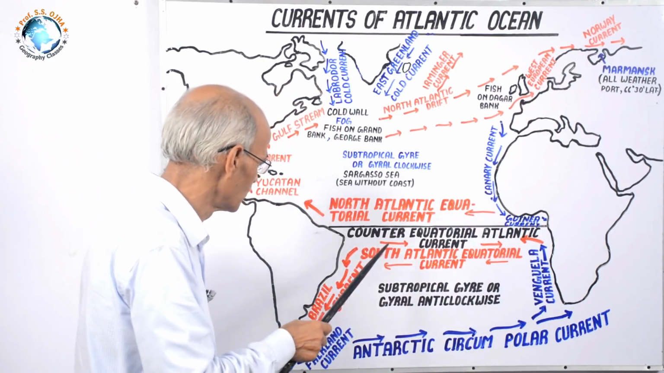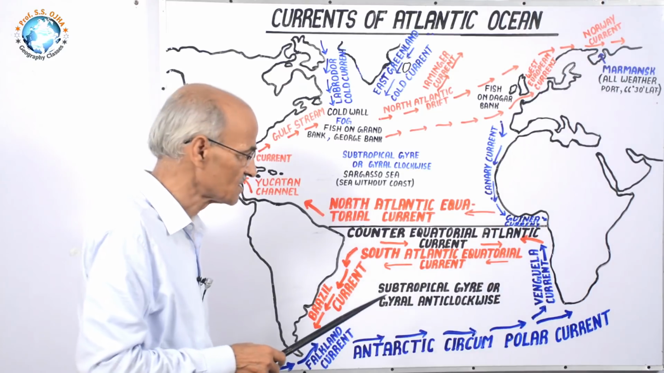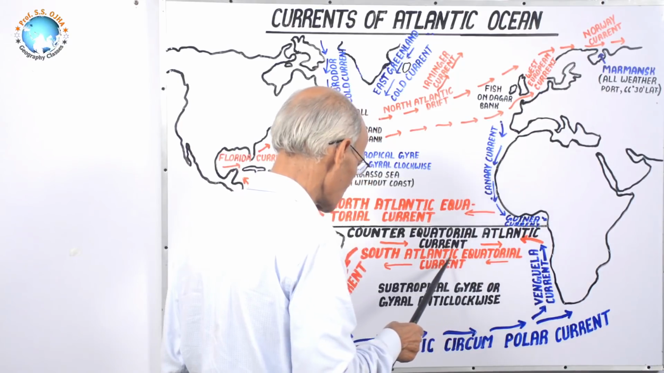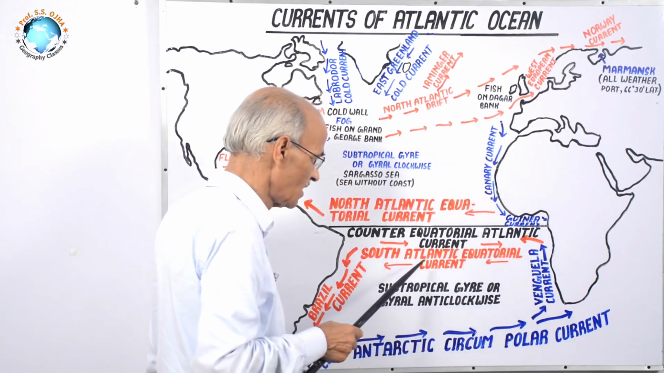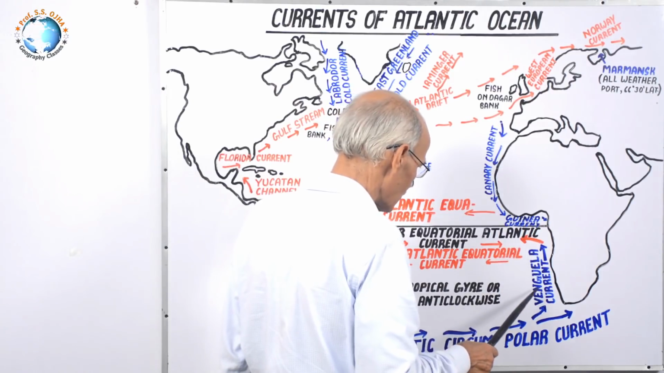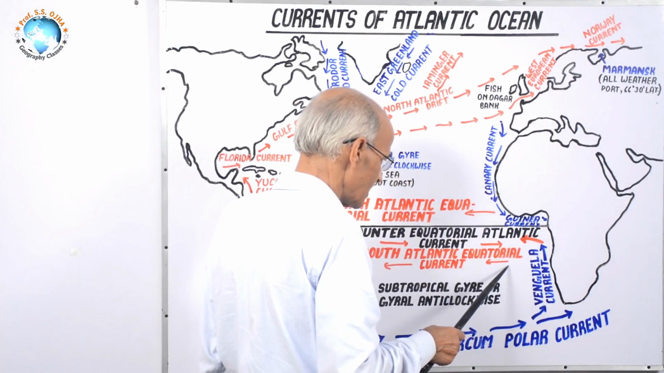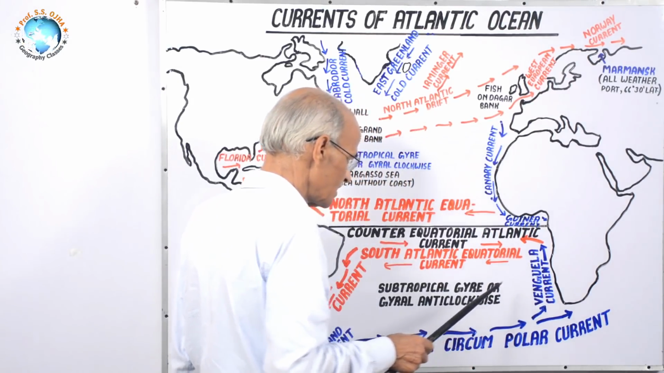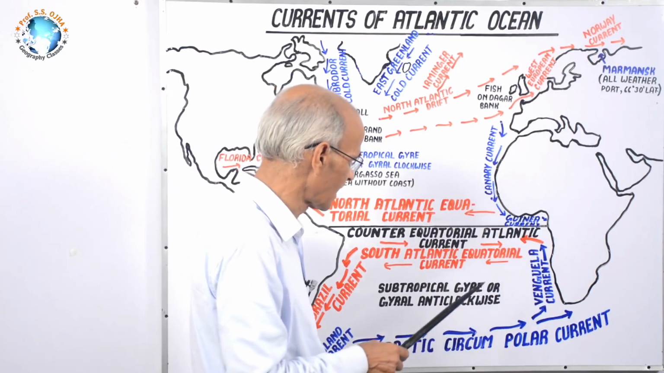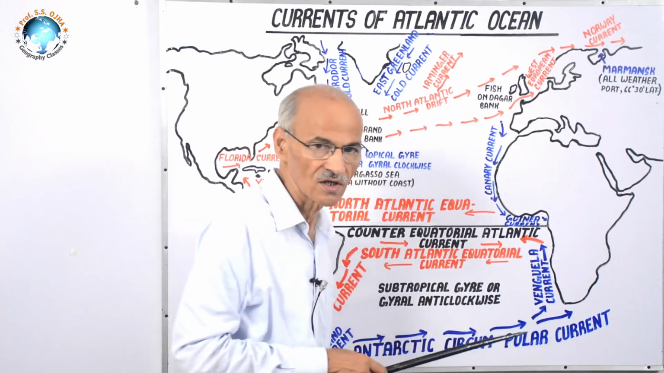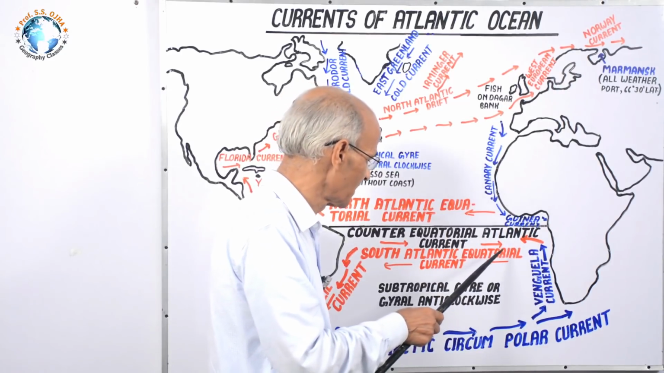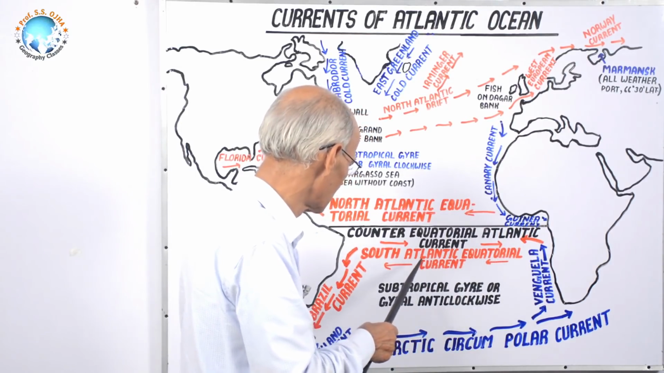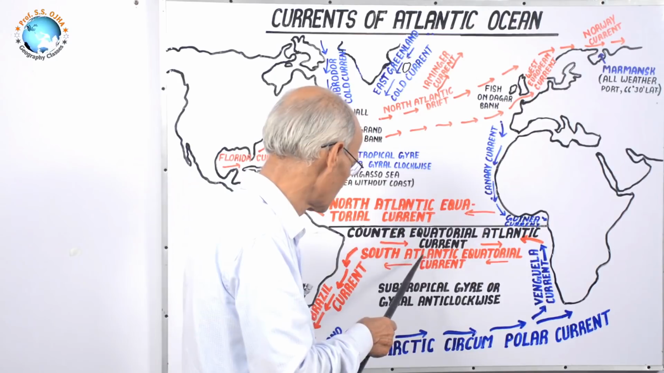Now, let us come to the currents of the South Atlantic Ocean. Here, this is the South Atlantic Ocean current, which is warm, and the cause of which is the Southern Hemisphere trade wind, the direction of which is from southeast to northwest. This south trade drags the South Atlantic Ocean water, which is forced to move from east to west. Hence, it is called the South Atlantic Equatorial Current.